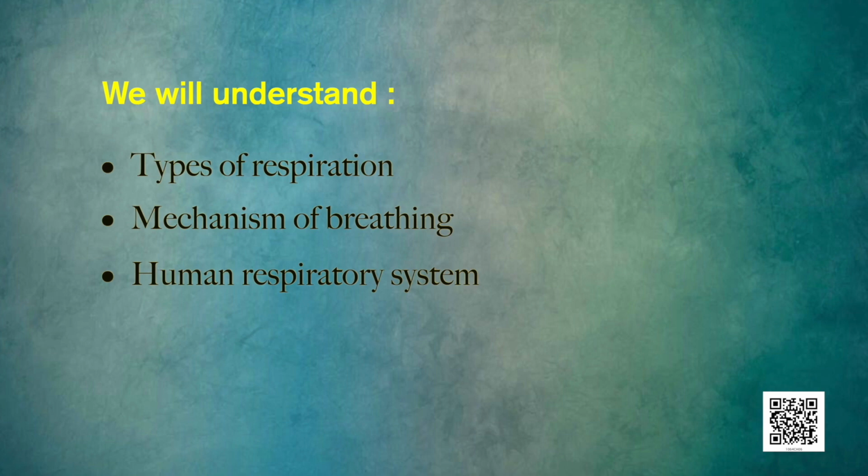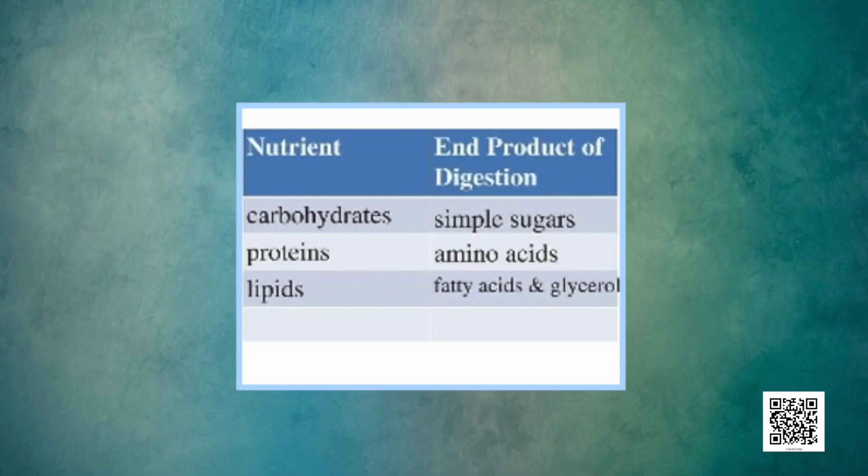In today's session, we are going to understand three major concepts: types of respiration, mechanism of breathing, and human respiratory system. Okay, so let's get started. Remember in our previous session, I told you about the end products of digestion. It's super important for all of us to keep in mind that the end product of carbohydrates is going to be glucose. The digestion of proteins gives us amino acids, and fat digestion will give you fatty acids and glycerol. These are the end products of digestion, and among all these end products, glucose is the quickest and best source of energy, and hence it forms the base of respiration.